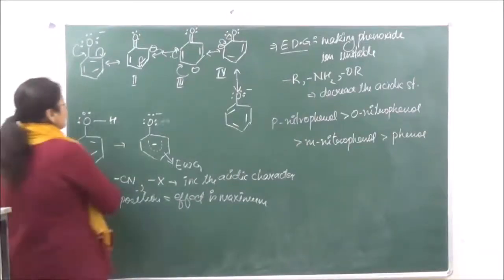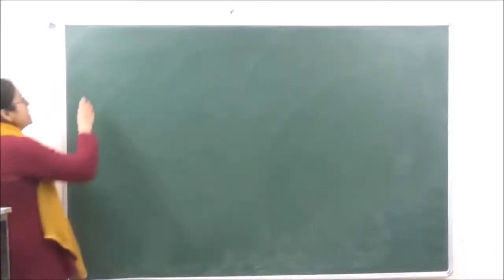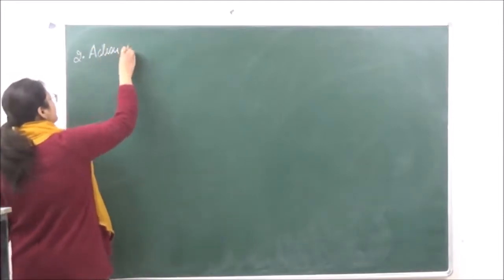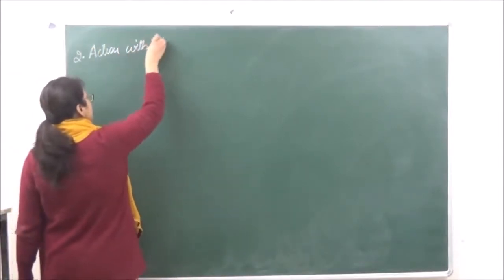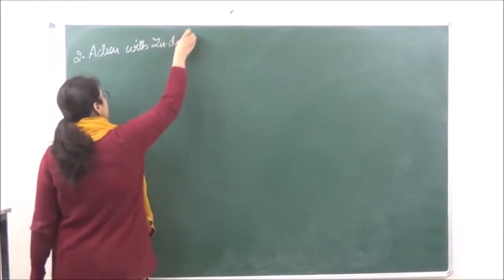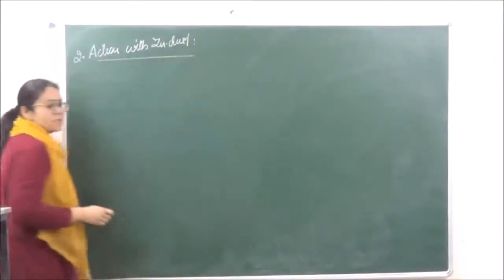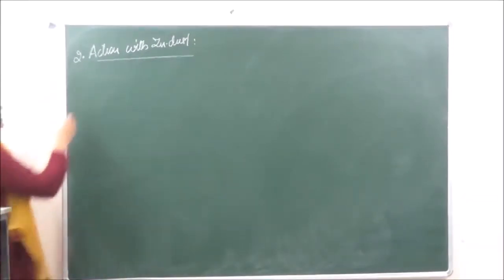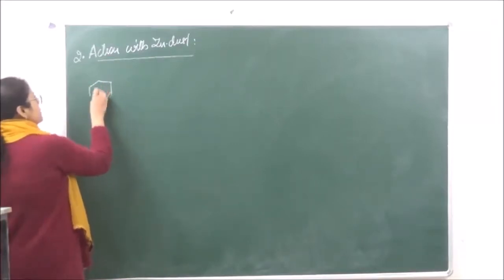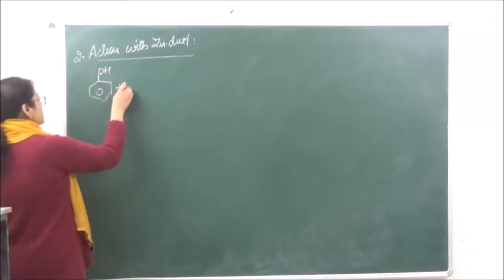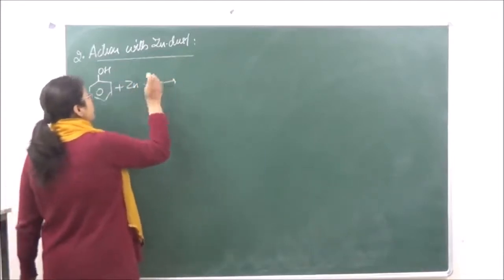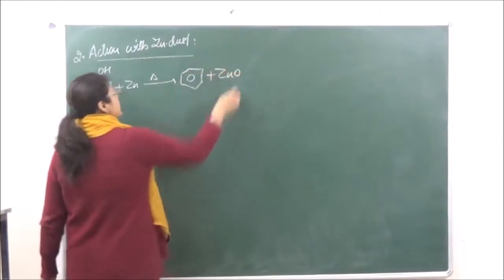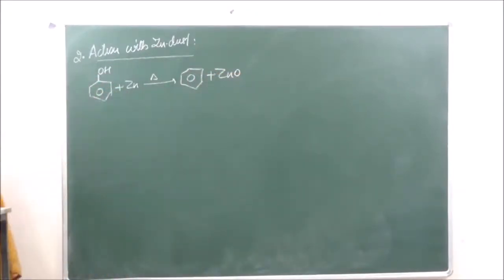Let's go on to the second reaction. The second reaction over here is the reaction with zinc dust. This reaction we've already done, where phenol is going to be reduced to benzene. We heat the mixture, and we will get benzene and zinc oxide, right?